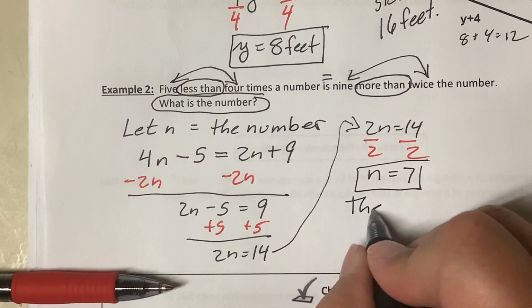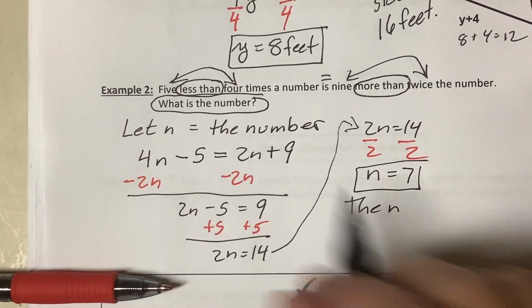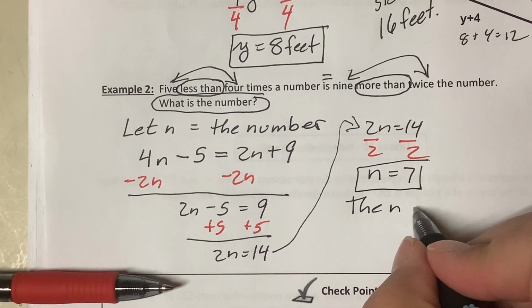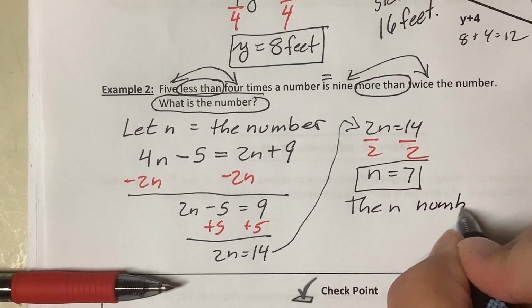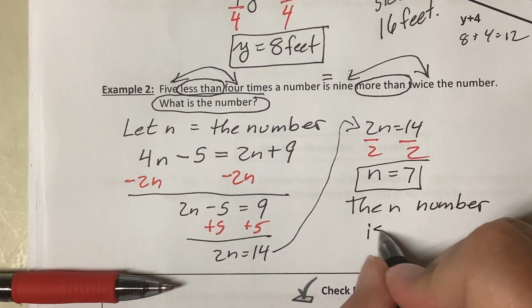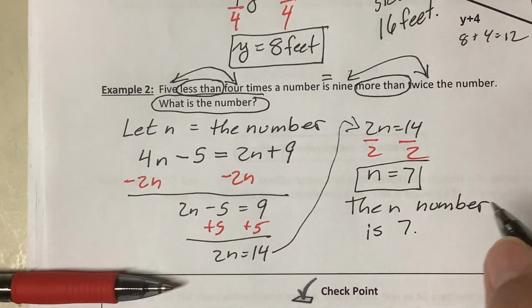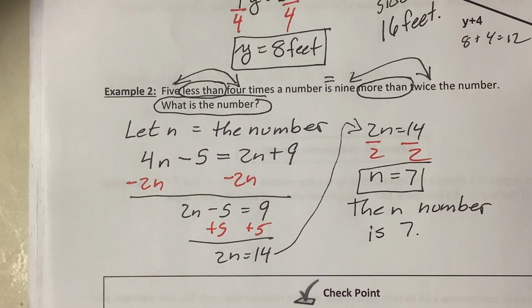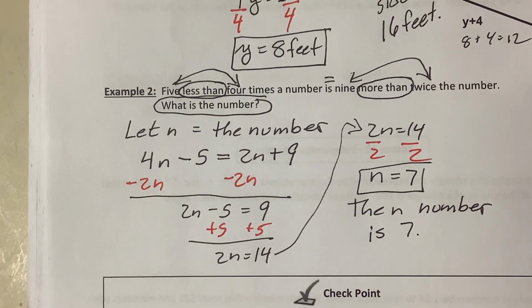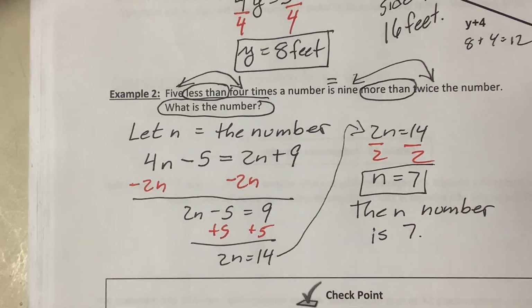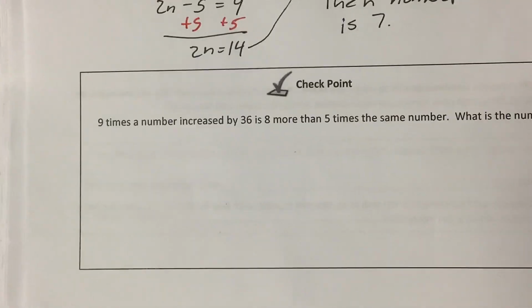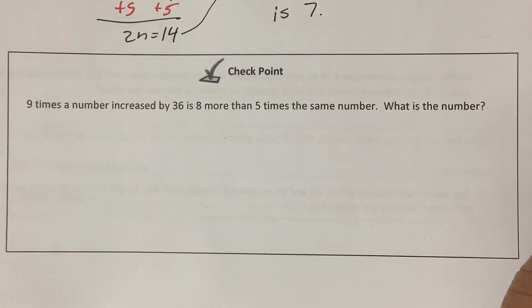The number, remember, look back at the let statement to know what your equation is going to be. The number is 7. All right, first checkpoint. This is you. Pause the video right now and try this problem on your own. When you come back, we'll go over it. I'll be waiting.